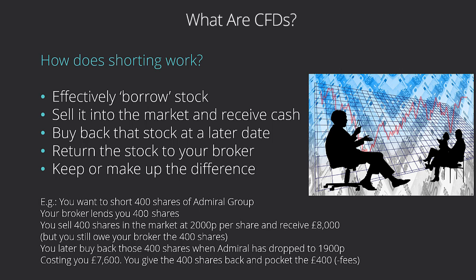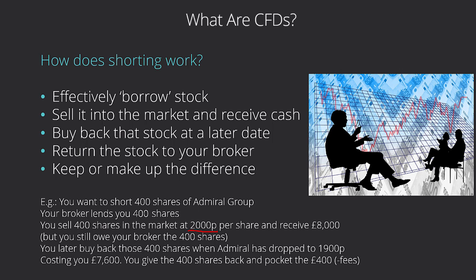So let's talk about some actual values here. Let's say you want to short 400 shares of Admiral Group. Okay, good insurance company, UK. Your broker says, okay, no problem at all. Here's your 400 shares. And you go to the market, you sell your 400 shares in the market, and they're currently trading at 2,000 pence, which is £20. Now, this is where you can get confused because UK shares are always quoted in pence. So you look at that and you say it's 2,000p, it's £20. So you're selling that and you're receiving £8,000 in return. But you still owe your broker the 400 shares, of course.